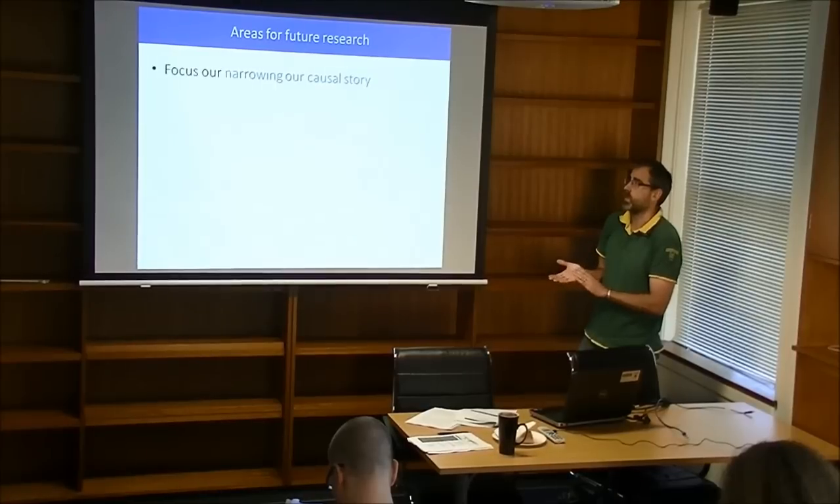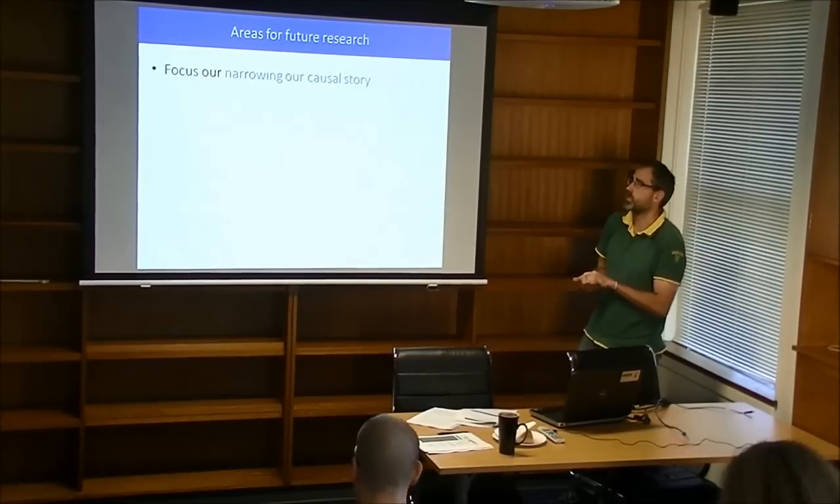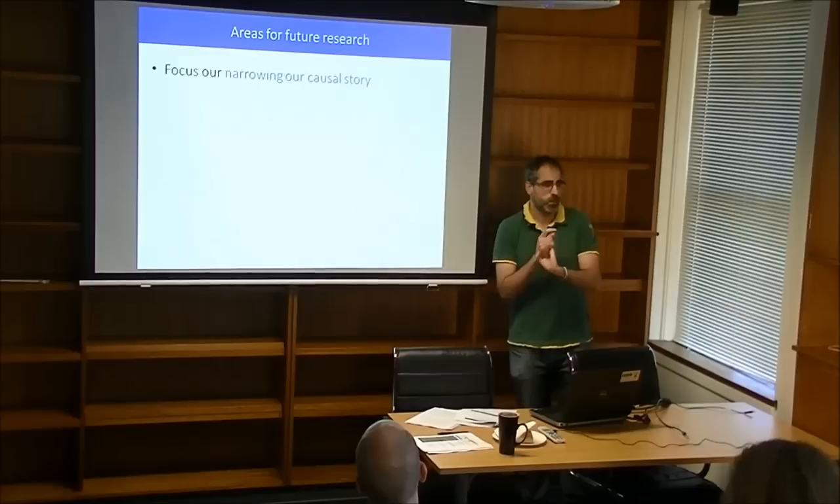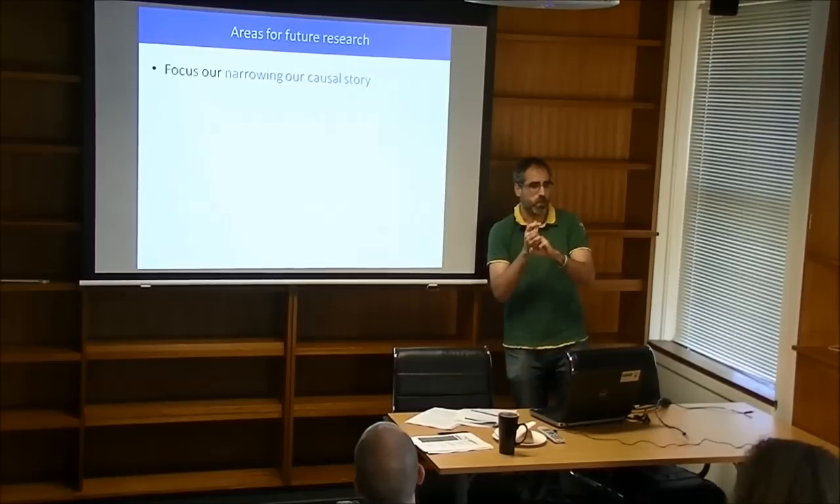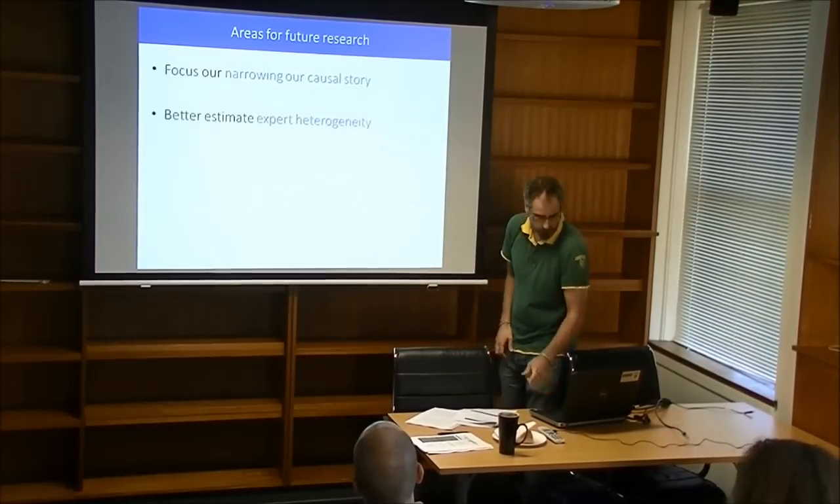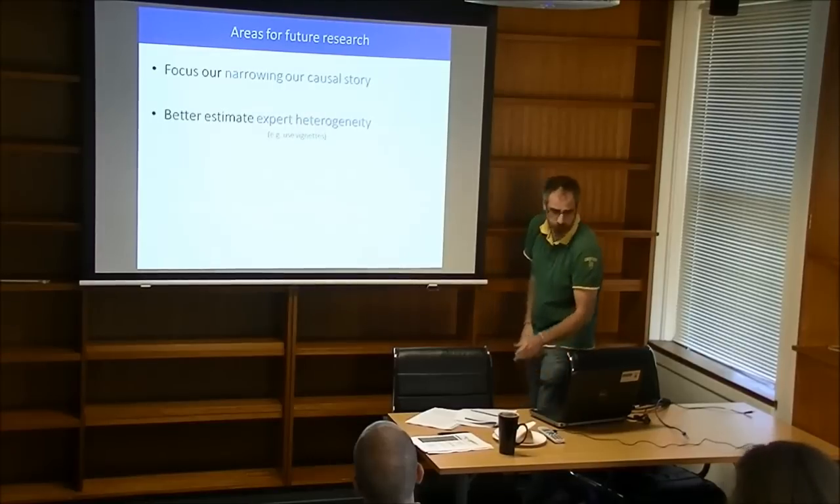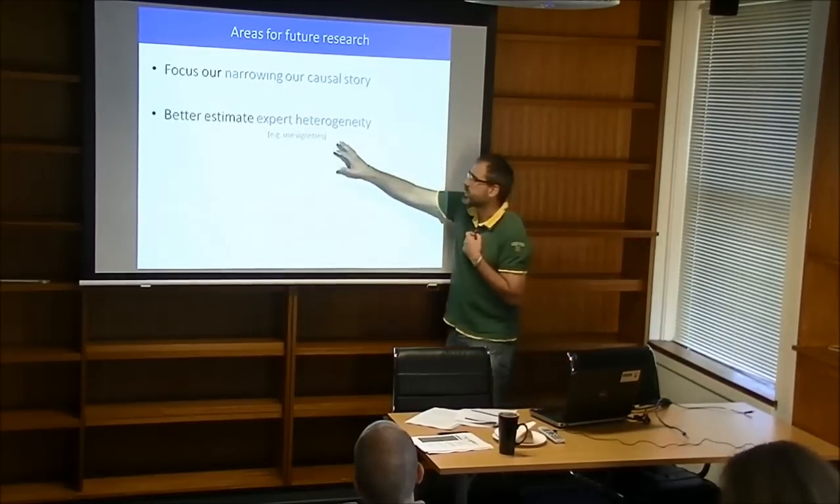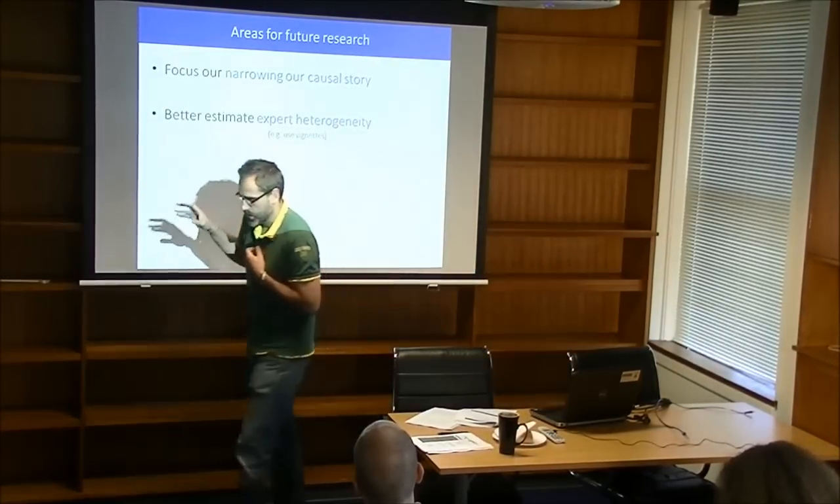We have some ideas about how to improve, but again, looking for comments. Like first, I think we need to focus the causal story. The sections where we're including our hypothesis, we still need to strengthen that part. The second part is to estimate better the expert heterogeneity.